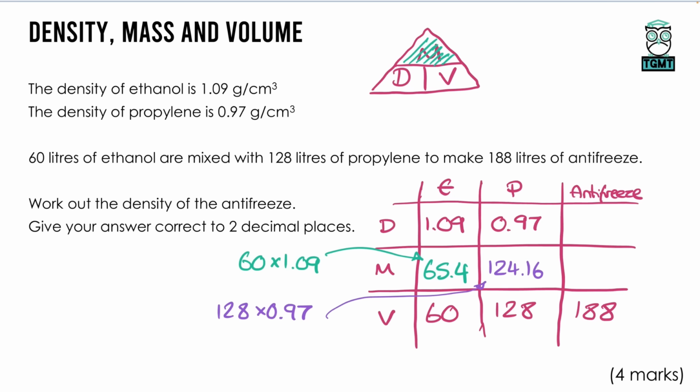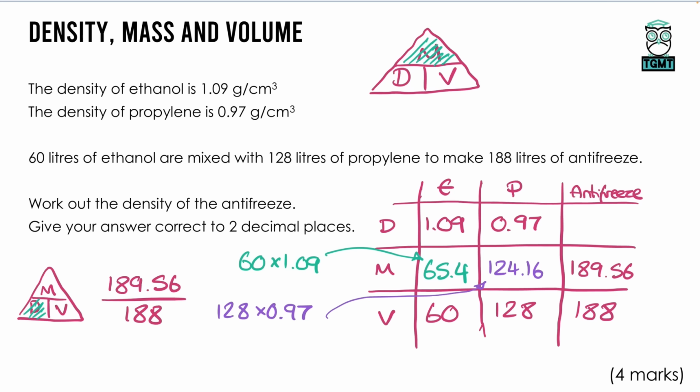Now we can add the masses together. If they're being combined, then their overall mass is just adding them together. So our total mass is 189.56. And then again, looking at our density formula, density is equal to mass divided by volume. So to find the density, we'll do the mass divided by the volume, and that's going to finish this off, which is 189.56 divided by the 188. We'll just type that in on the calculator.